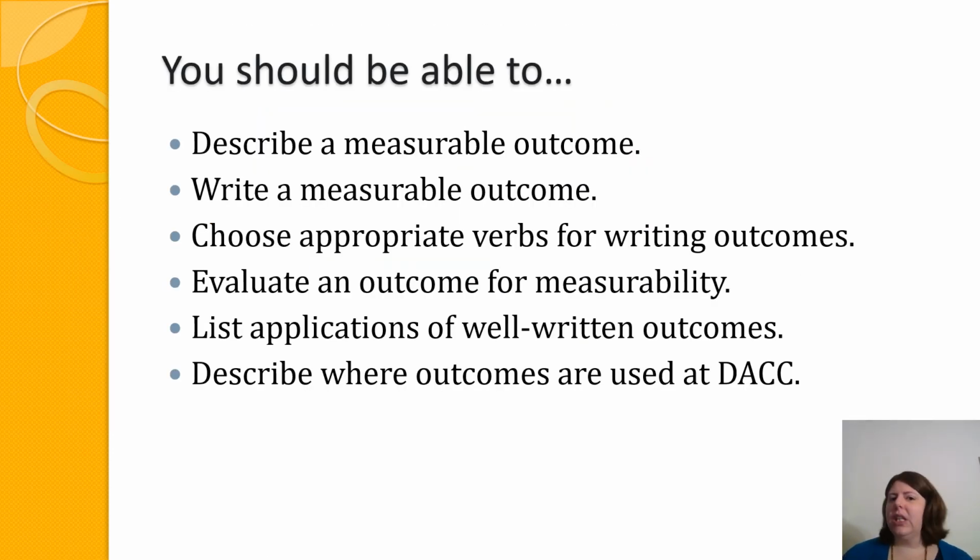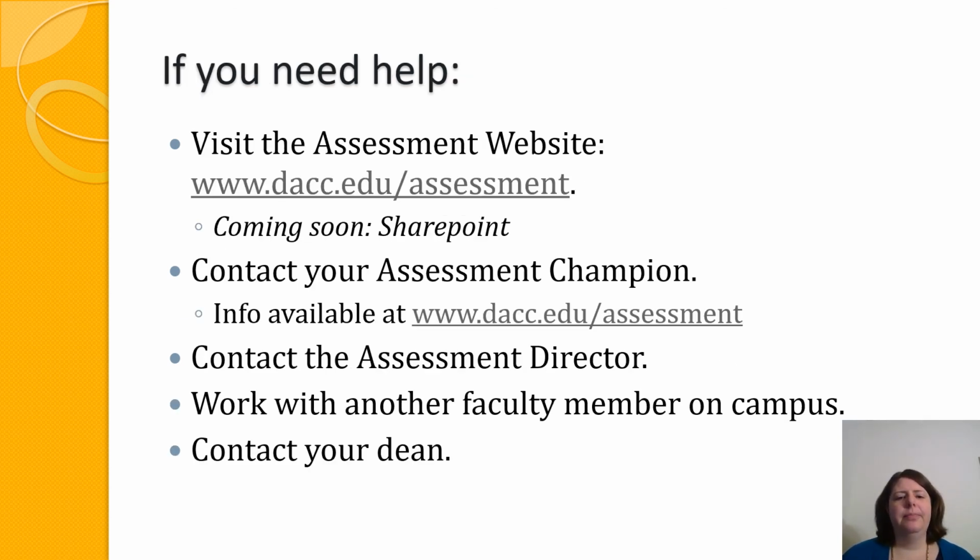So after you've seen this presentation, here are the things that you should be able to do. You should be able to describe a measurable outcome. You should be able to write a measurable outcome, choose appropriate verbs for writing outcomes, evaluate outcomes for measurability, list applications of well-written outcomes, and describe where we use outcomes at DACC.